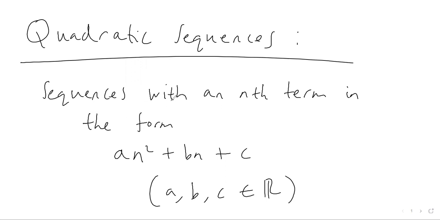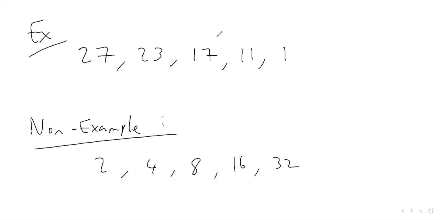So yeah, sequences with an nth term in the form an squared plus bn plus c, where a, b, c are real numbers. These are called quadratic sequences. So let's look at some examples. This example here, 27, 23, 17, 11, 1, that would be an example.